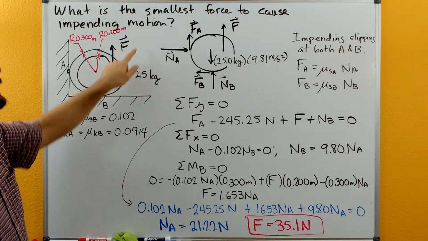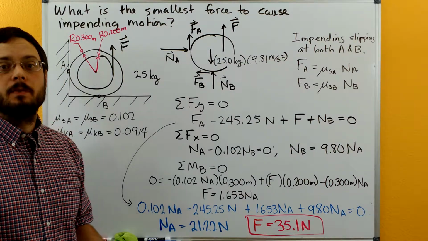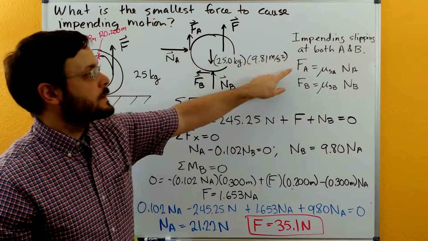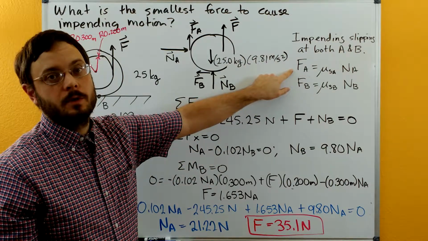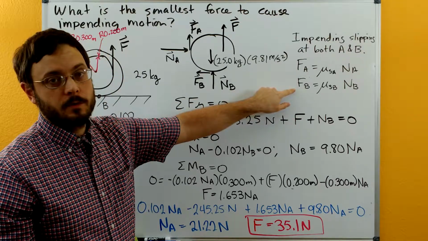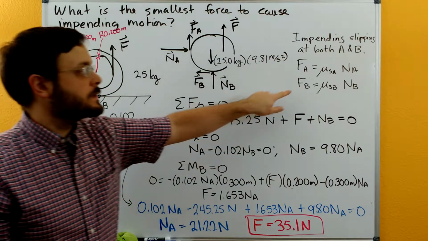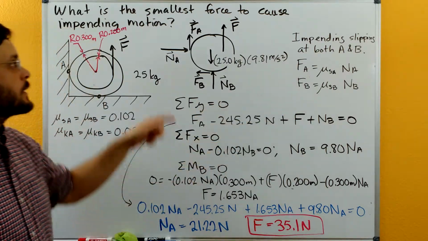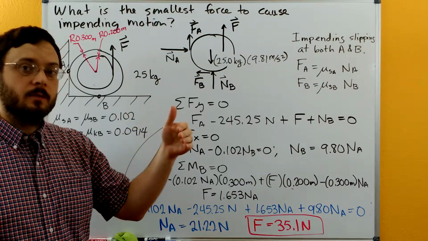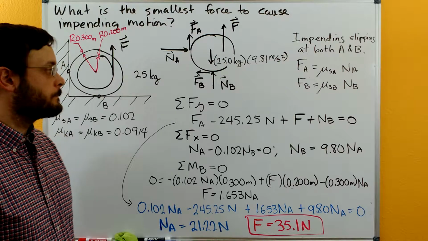If we're going to have impending motion, we're going to have impending motion at both A and B. It has to slip at both locations. And so we can say that FA is equal to the coefficient of static friction times NA, and FB is equal to the coefficient of static friction times NB. Notice that we're using the static coefficient of friction because we're looking at impending motion. It's still static. We haven't broken past that into the kinetic regime yet.